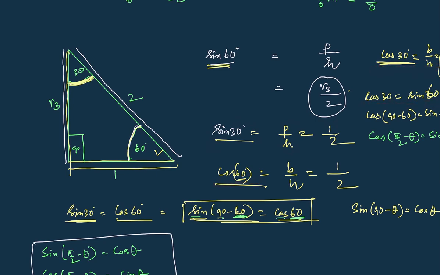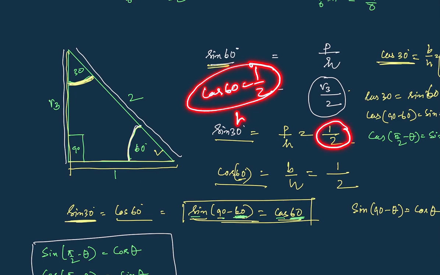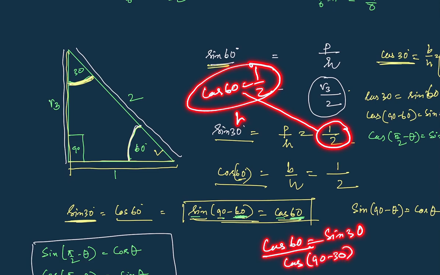Now you see one remarkable thing here. Sin 30 is 1 by 2, and what is cos 60? Cos theta is equal to B by H. What is B? B is this one, so cos 60 will be 1 by 2. You can see one remarkable thing: sin 30 is 1 by 2, cos 60 is 1 by 2. So we can write cos 60 is equal to sin 30. We can write this also as cos of 90 minus 30 is equal to sin 30.